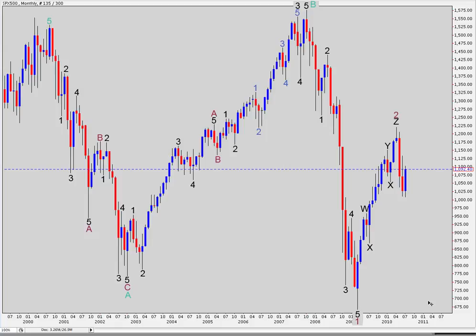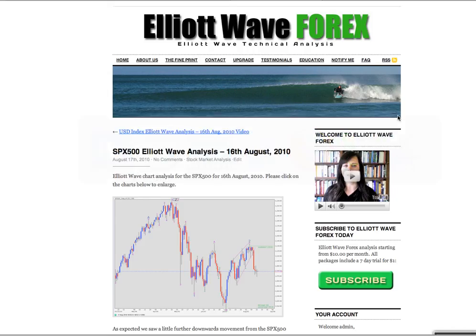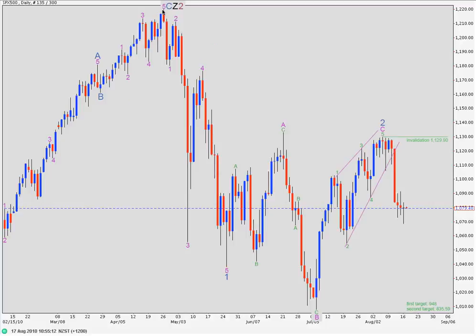Taking you now to a daily chart, where this maroon 2 and black Z up here, and here's the beginning of primary 3, with 5 waves down for minor 1, an ABC rare running flat correction for minor 2, working on minor 3 or blue 3 to the downside. Now this has begun to the downside. We should not expect to see any movement above 1129.9.